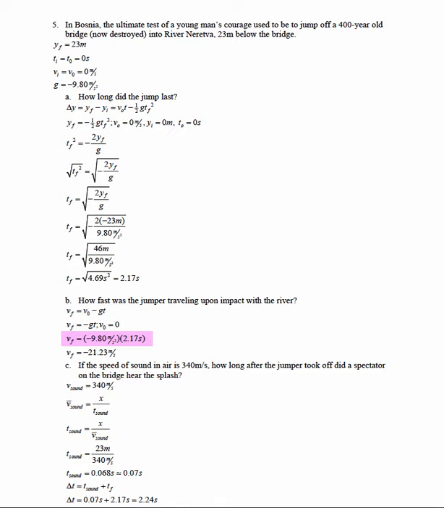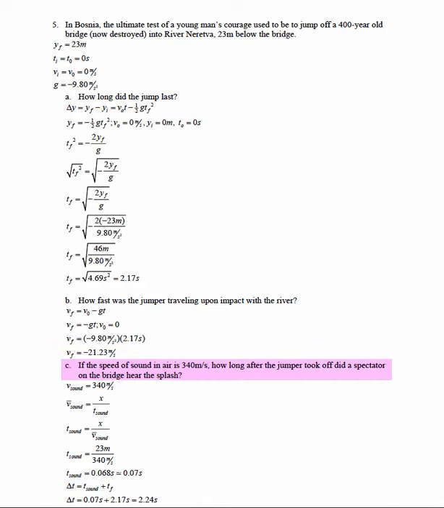We know gravity is minus 9.8 meters per second squared. We just solved for the time of flight, 2.17 seconds. So the final velocity when the diver hits the water is minus 21.23 meters per second. Okay, why negative? Because he's moving downward.